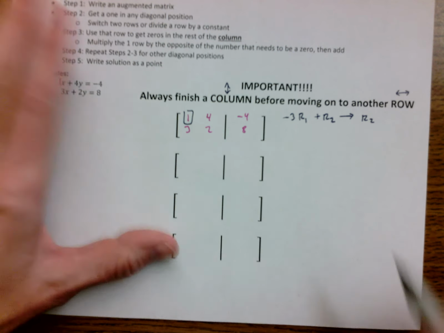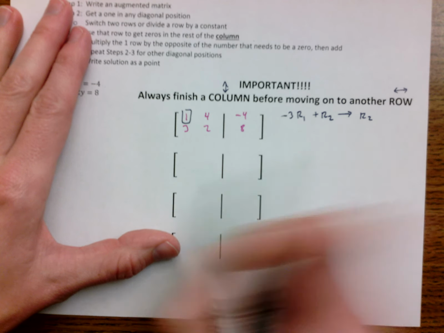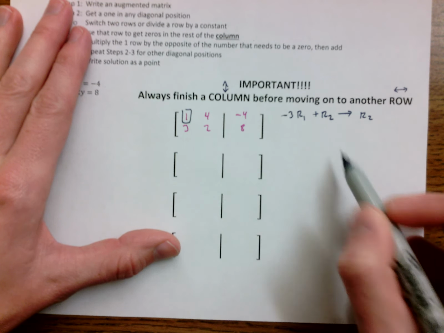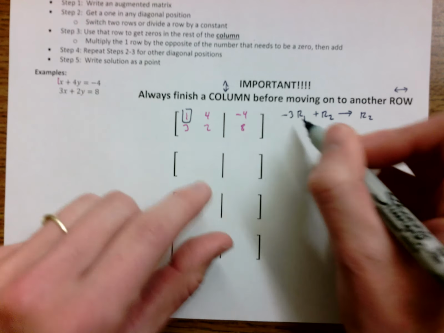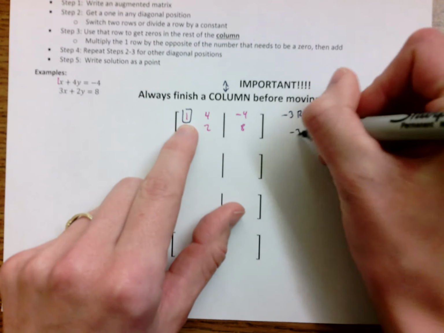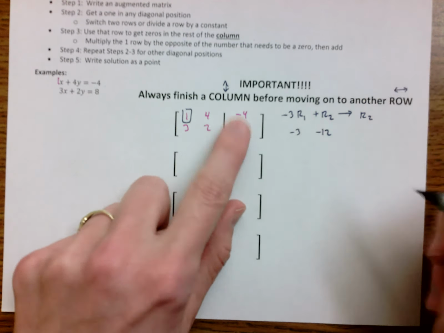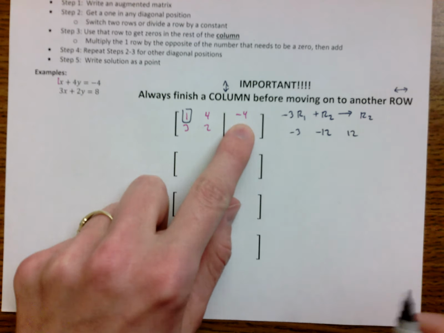Okay, all right, so I'm going to do my side work over here. I want to just be able to write that final answer in my next step. So over on the side here, I'm going to do out some work. I said I was going to do -3 times row 1. So I'm going to start by just multiplying this top row by -3. So 1 times -3, 4 times -3, -4 times -3.